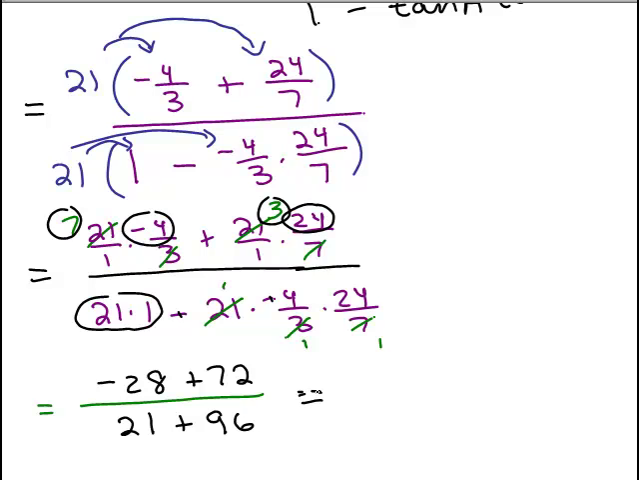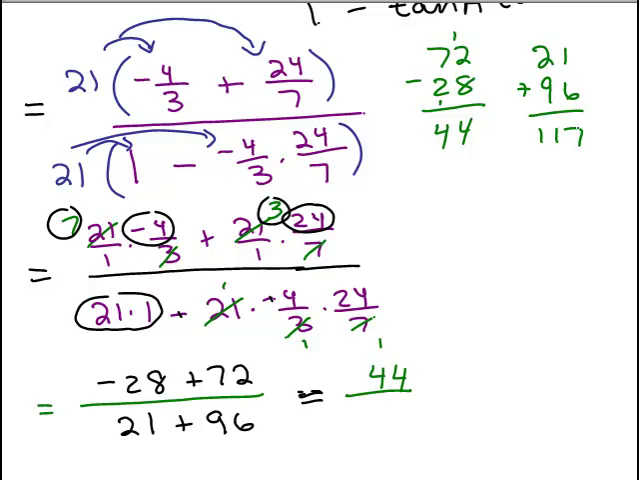So what's that finally going to equal? No canceling. Add the numerators and denominators, right? So let's see. I'll do my arithmetic over here. 72 minus 28, that's 44. So this numerator is 44. And then I got 21 plus 96, 117.